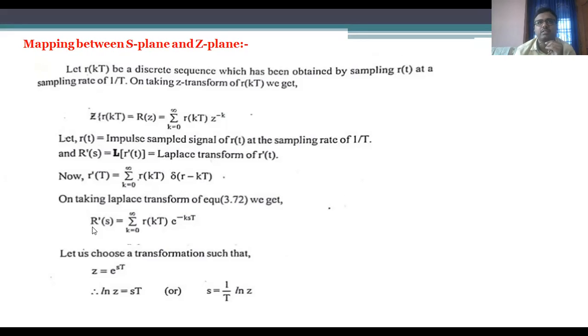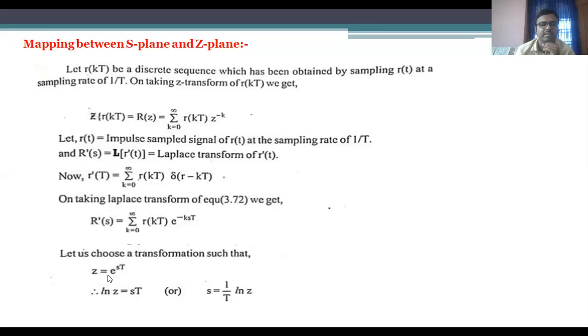But in case of the Z transform, we have framed a relation between the S domain and Z domain. That particular relation is Z is equal to e power sT.